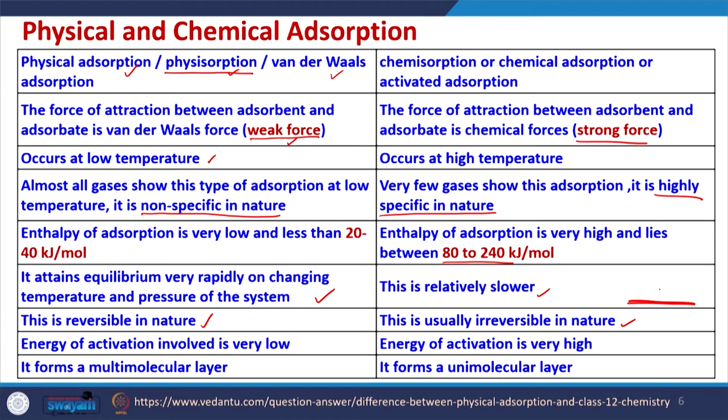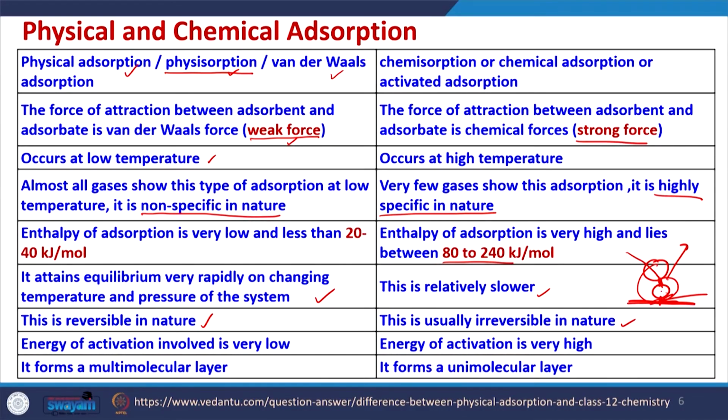So, suppose this is the adsorbent surface, and now this adsorbate has come and there is a chemical bond. Now, suppose we want to take this out. That means there should be another molecule which comes and has a stronger bond than this bond, then only this bond can be broken. Otherwise, this irreversibility cannot be changed, and the adsorbate will always be attracted towards the surface. Because of these things, the energy of activation involved in physisorption is low and it is very high in the case of chemisorption.